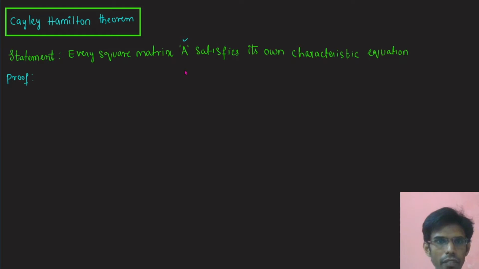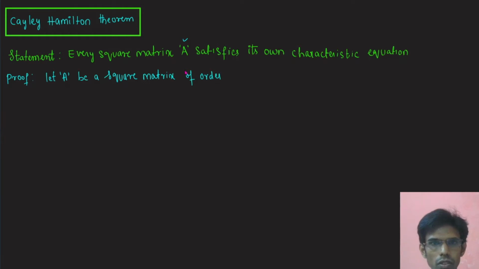Here we have taken matrix A. Let us suppose let A be a square matrix. Square matrix means rows and columns will be the same. Let A be a square matrix of order n. Order n means n rows and n columns are there. Those two will be the same, then only it will be a square matrix.